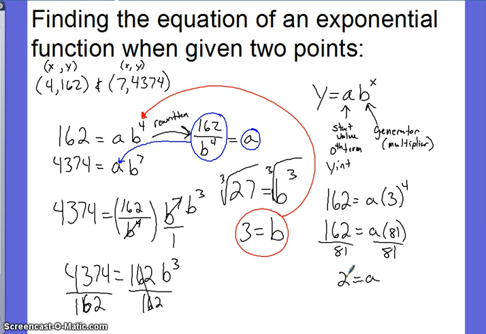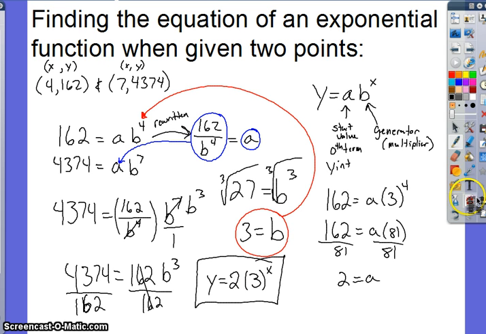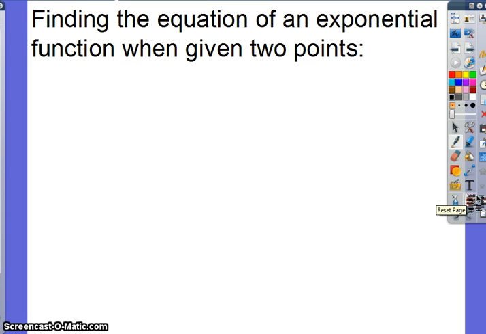So my final equation is y equals 2 times 3 to the x. And so now I have the exponential equation that goes through these 2 points. If I wanted to check it, I could plug one of these 2 points into this equation and see, does it work? Right? So now let's do one more here. Let's do actually 2 more.